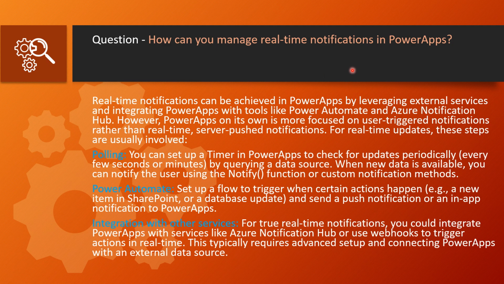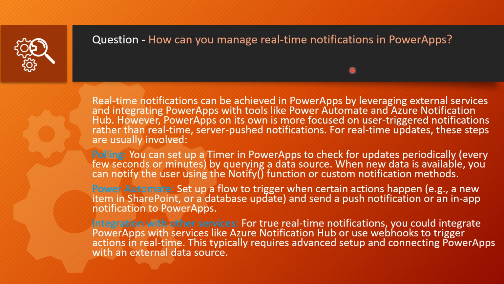How can you manage real-time notifications in Power Apps? Let's first understand what a real-time notification is. Real-time notification can be achieved in Power Apps by leveraging external services and integrating Power Apps with tools like Power Automate and Azure Notification Hub. Power Apps on its own is more focused on user-triggered notifications rather than real-time, and it also sends server push notifications.